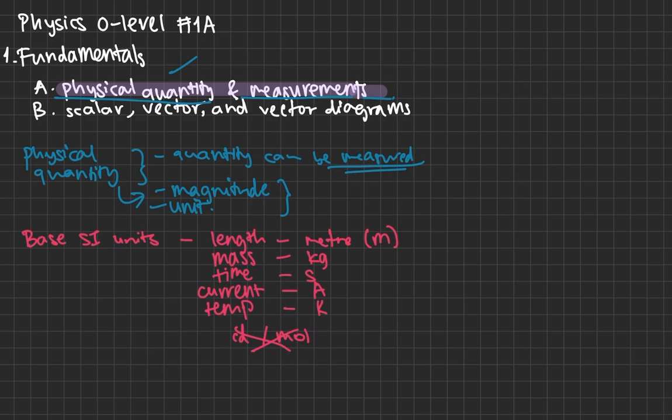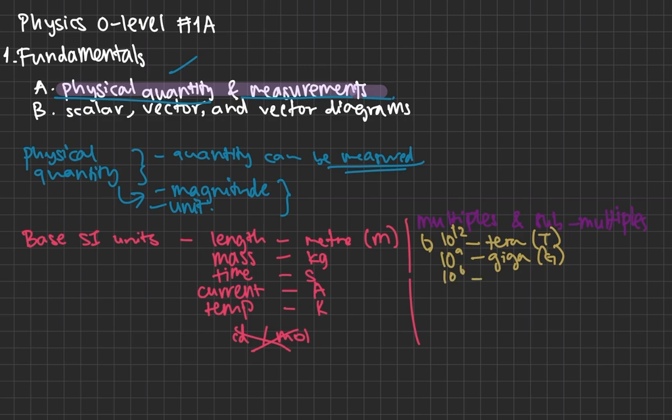For base SI units, for physical quantity, we also have to learn about the multiples and the submultiples. What are multiples and submultiples? Some examples of multiples could be 10 to the power of 12, which we call tera with the symbol large T. There's also giga with the capital G. 10 to the power of 6 would be mega with the capital M, and 10 to the power of 3 would be kilo with the small k.